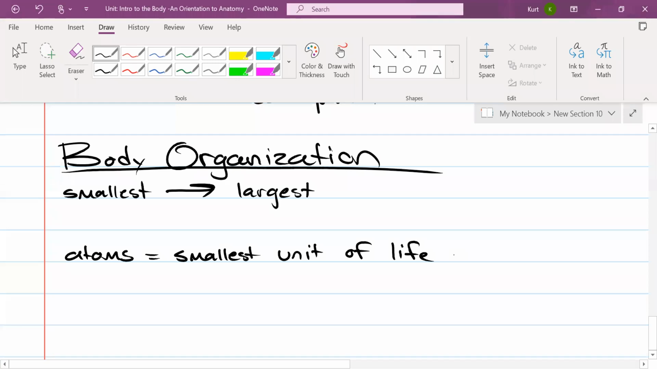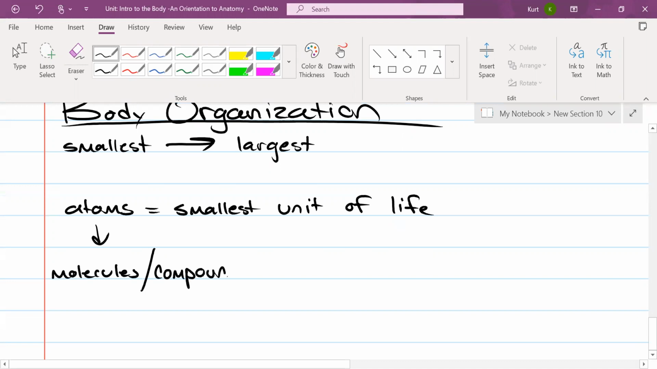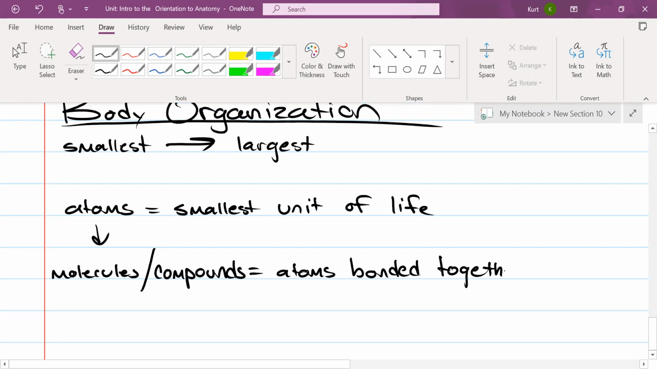Okay. Now, let's see if you guys can get this. The way this trend is going to go is a lot of atoms will make the next structure, and a lot of the next structure will make the next one, and so on and so on and so on. So when you have multiple atoms, what is formed? Molecules, and what's in the other one? C word? Compounds. Molecules and compounds. These are going to be atoms bonded together. We don't need to get into what types of bonds. We'll get to that later. Covalent, ionic, hydrogen.